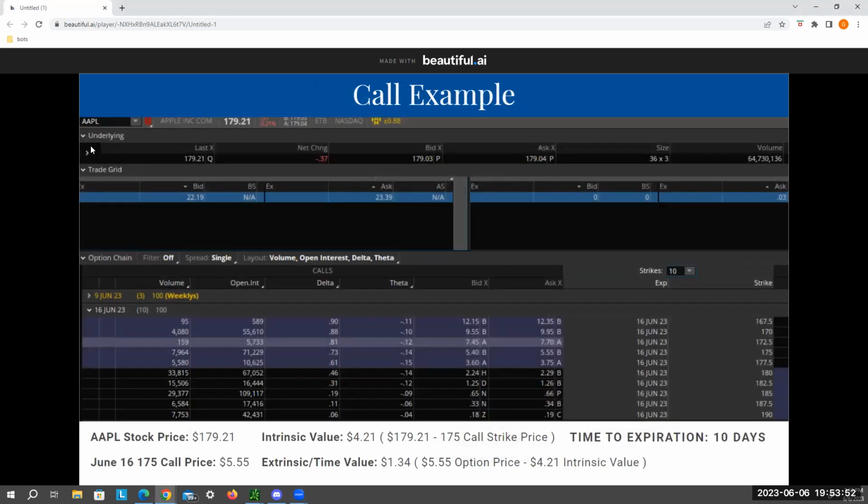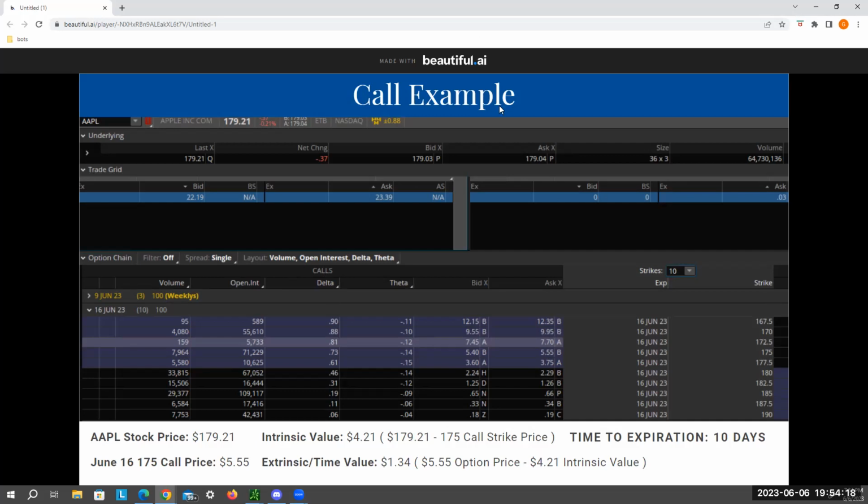Here's an example on the actual options chain, right? So right here we have Apple's price. Apple stock price is $179.21. You see right here, the last price is $179.21 right there. The call option we're going to be looking at is the June 16th, 175 strike price call. Why is it a call? Because it's on the call side. This is all the call side. The right side is the put side. As you see, it says calls right here.